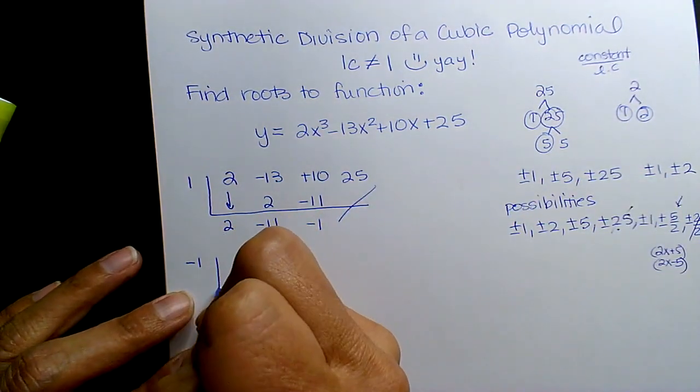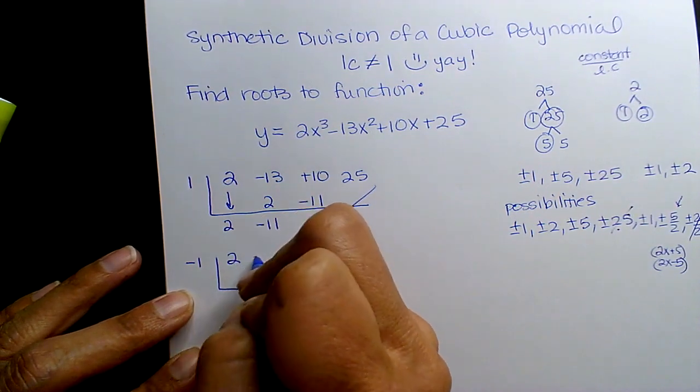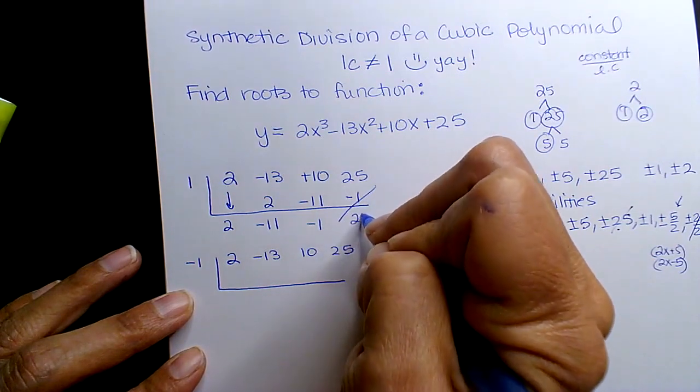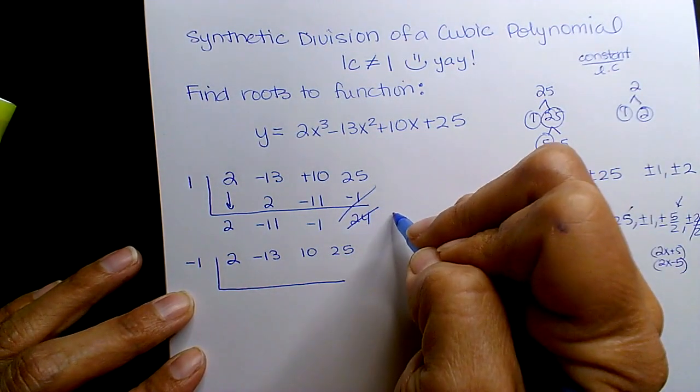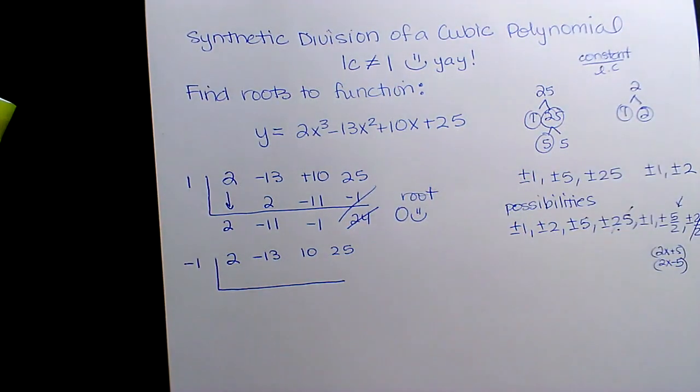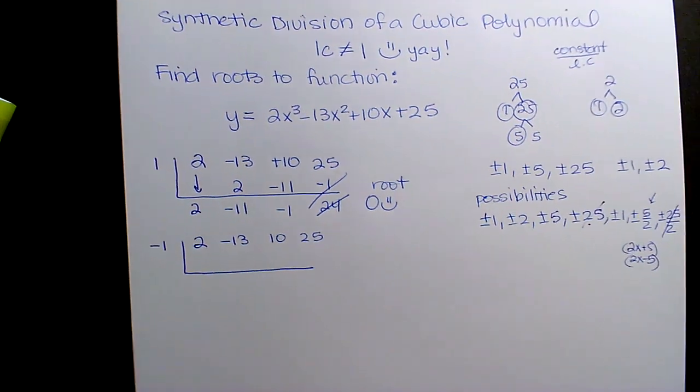So let's do negative 2. 2, negative 13, 10, 25, right? The reason I didn't continue is because my remainder is not 0. Remember, it must be 0. It has to be 0 for the value to be a root. If it's not 0, it's a fail. Whoops, sorry.